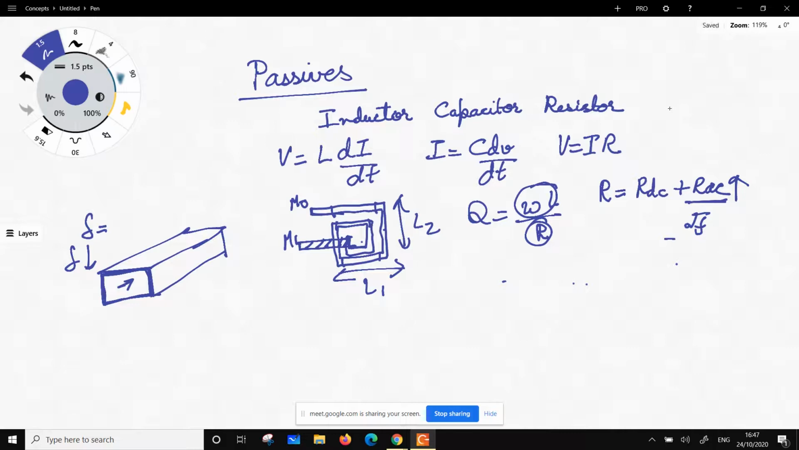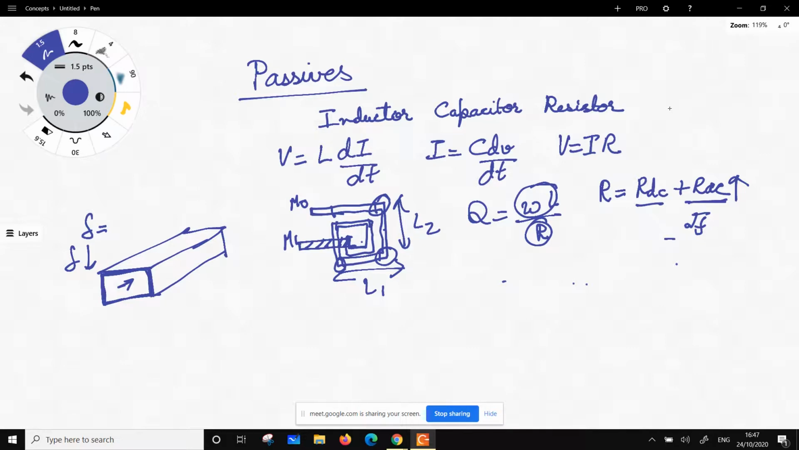What about RDC? RDC is fairly constant, but it depends on the number of corners you introduce, right? So for example, if I was to do a two turn, I would have 3, 4, 5, 6, 7. So basically two turns, I have got 7 corners in here. If I was to put 3 turns, I'll have more corners. So if you keep increasing the number of corners, your RDC is going to go up.